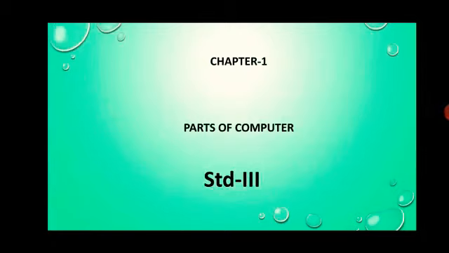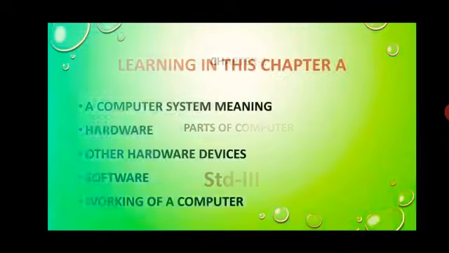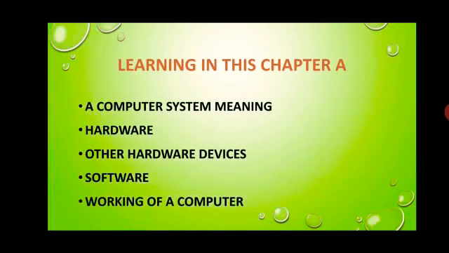Our first chapter is computer system or parts of a computer. Students, first of all we have to understand about the learning in this chapter. First, a computer system meaning hardware, other hardware devices, software and working of a computer. These types of topics we have to study in this chapter. Okay, so first of all you have to write down on your copy or any sheet these topics.